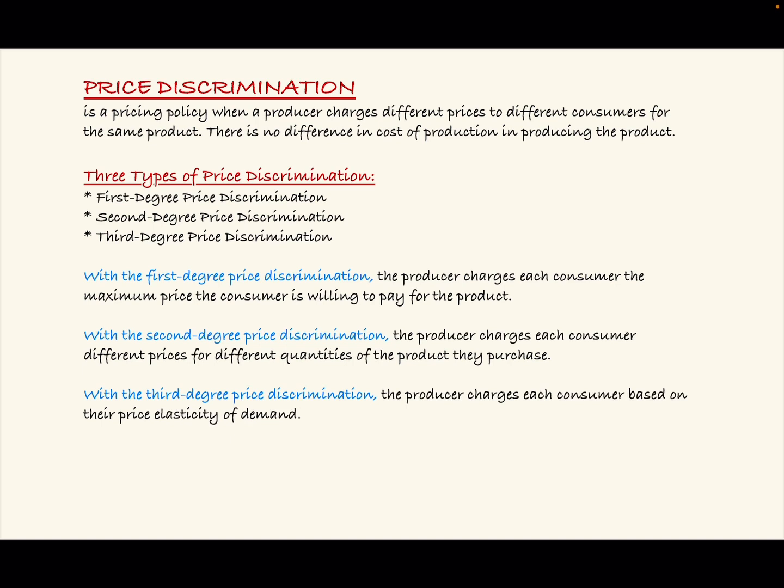Now there are three types of price discrimination. We have first-degree price discrimination, second-degree price discrimination, and third-degree price discrimination. With first-degree price discrimination, the producer charges each consumer the maximum price the consumer is willing to pay for the product. With second-degree price discrimination, the producer charges each consumer different prices for different quantities of the product they purchase. With third-degree price discrimination, the producer charges each consumer based on their price elasticity of demand.